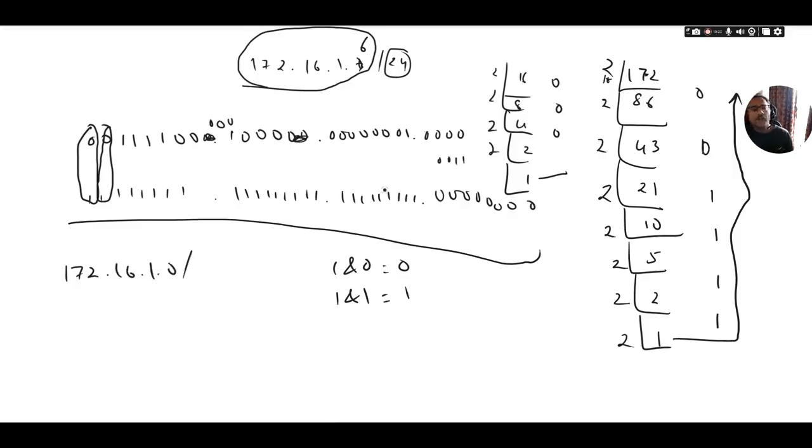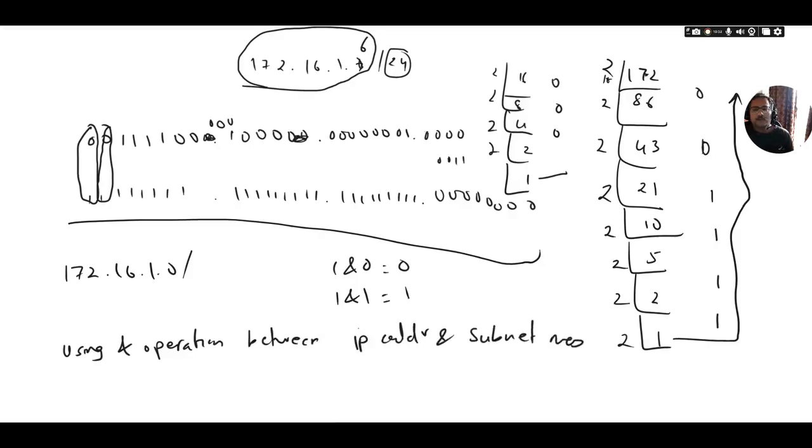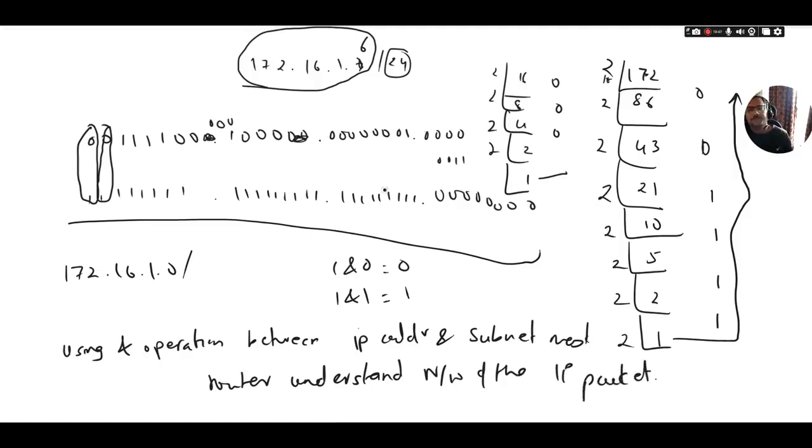So using the AND operation between the given IP address and the subnet mask, the router understands the network of the IP packet. Okay, this is one of the interview questions.